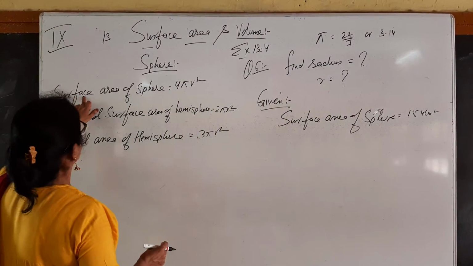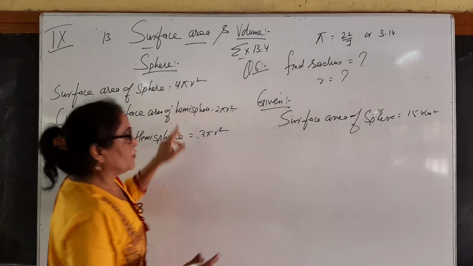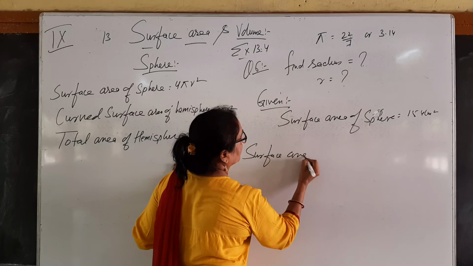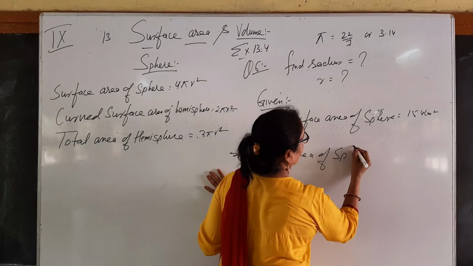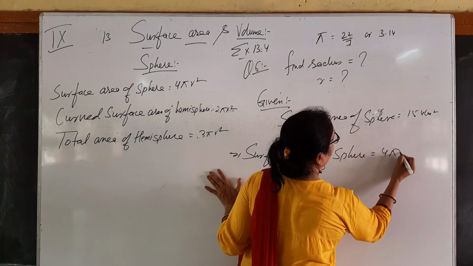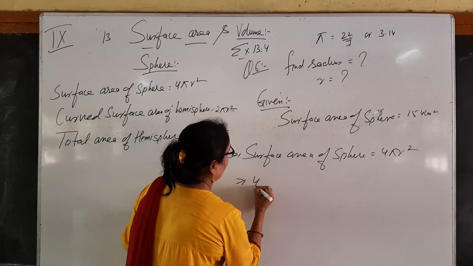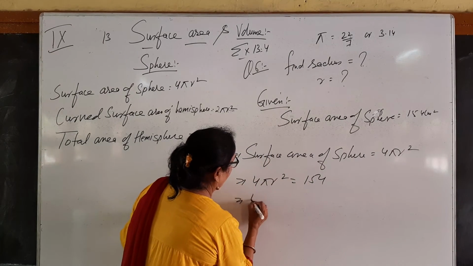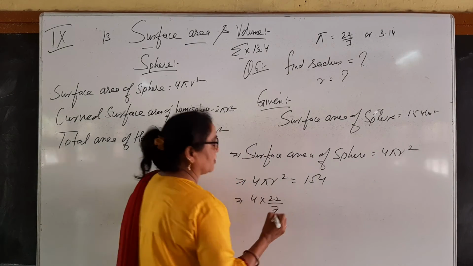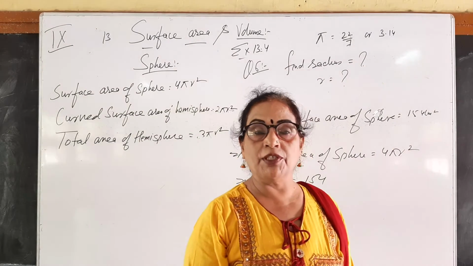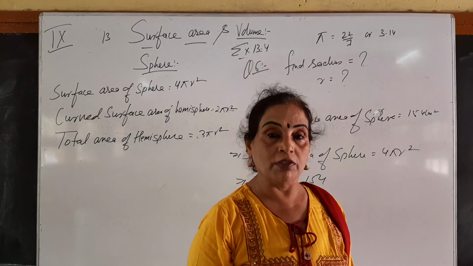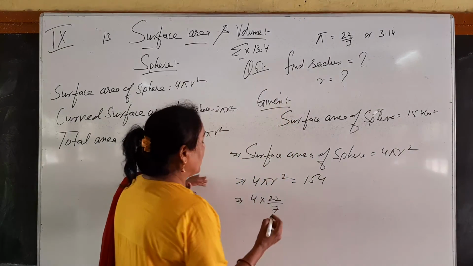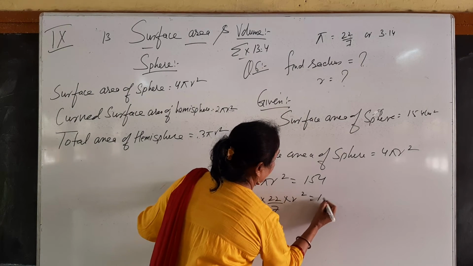Now, surface area of this sphere is 4 pi r square. So we have to write the formula. Surface area of sphere is equal to 4 pi r square. So we can write 4 pi r square equal to 154. Then 4 into 22 by 7, because here the value of pi is not given. In the previous question, value of pi was given, so we used 3.14. But here it is not given, so we will use 22 by 7.